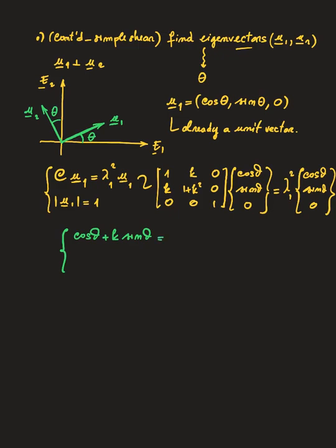This has to be equal to lambda 1 squared times cos theta. The second equation is k times cos plus 1 plus k squared sine, and this has to be equal to this. So let's write k cos theta plus 1 plus k squared sine theta equal to lambda 1 squared times sine theta. And the third equation is identically satisfied because it's simply 0 equals 0.